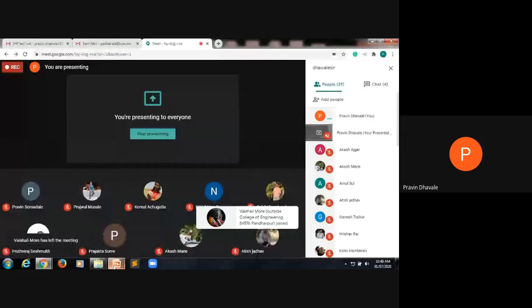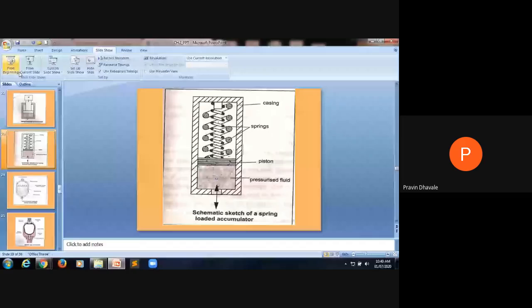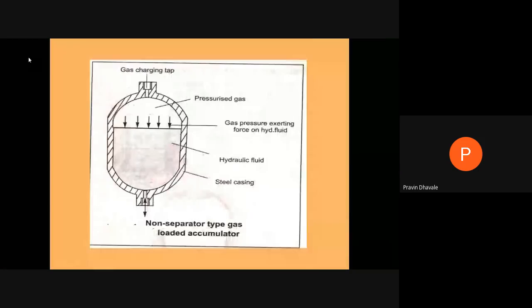Then the next type of the actuator that comes under the category of a gas loaded actuator. In a gas loaded actuator, there are two types, without separator and with separator. The example of the without separator gas loaded type is a non-separator gas loaded accumulator. Here, we were considering this one as accumulator.